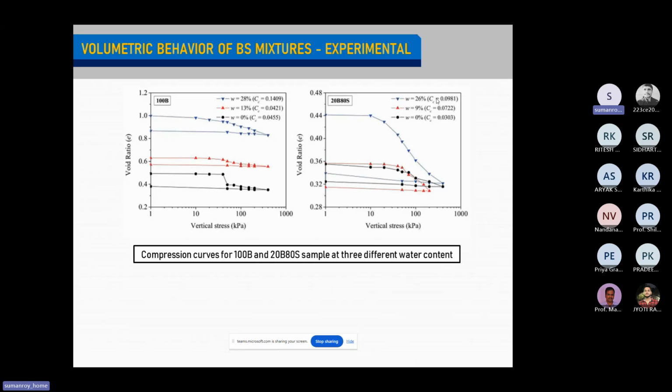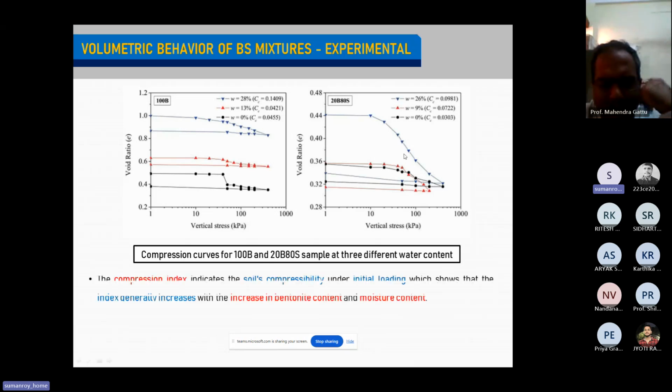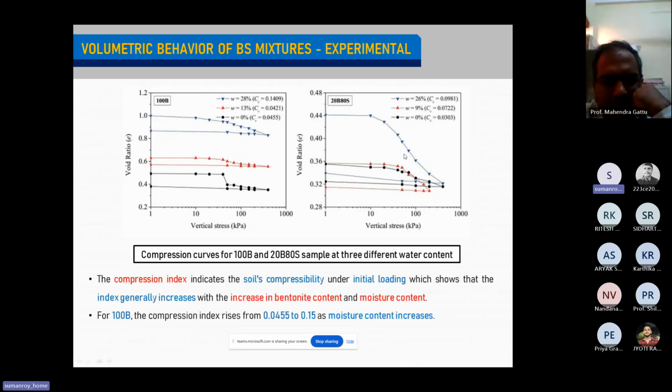Now here, an interesting point is that in 100 bentonite, as we move towards the lower water content, the change in volume is almost similar to that of 20 bentonite 80 sand. This Cc is the compression index, which indicates the change in volume. You see that the Cc at 0% water content, meaning no water in the sample, is almost the same in both of them: 0.04 and 0.03.